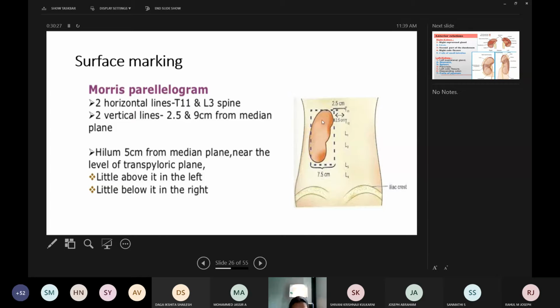For the surface marking of the kidney, we should draw this Morris parallelogram first. Then the upper poles are nearer to the midline, the lower poles are away from the midline, and the hilum is at the level of L1. We have to draw the structure of the kidney accordingly. So that's the surface marking of the kidney from behind, and we can expose the kidneys by drawing this Morris parallelogram.